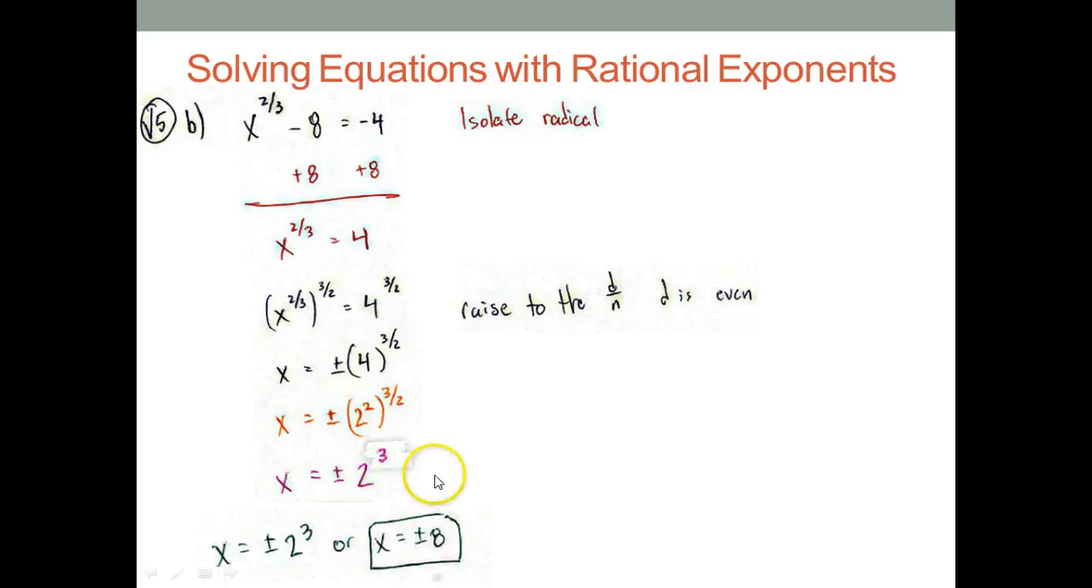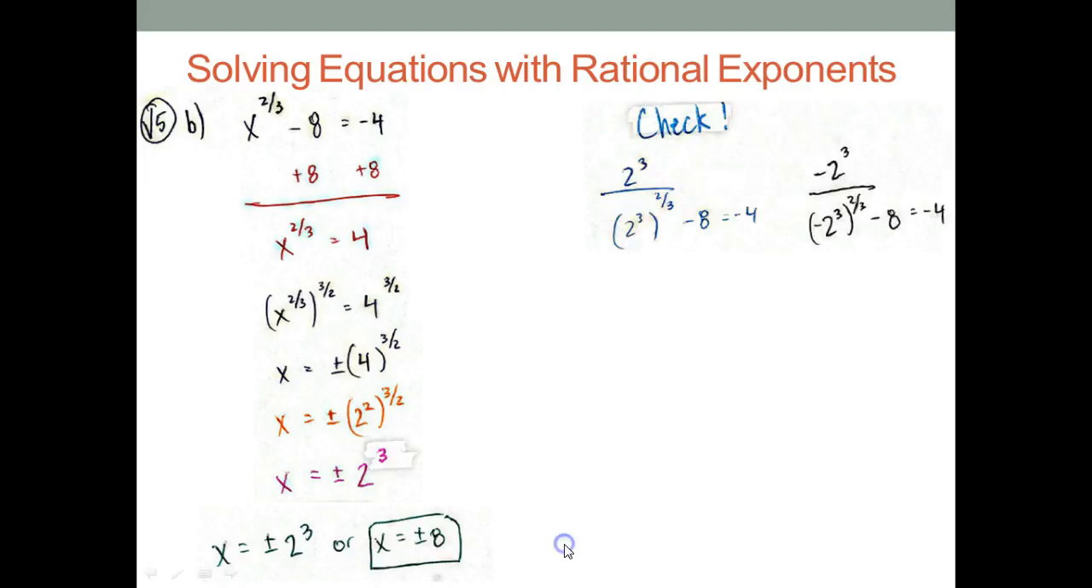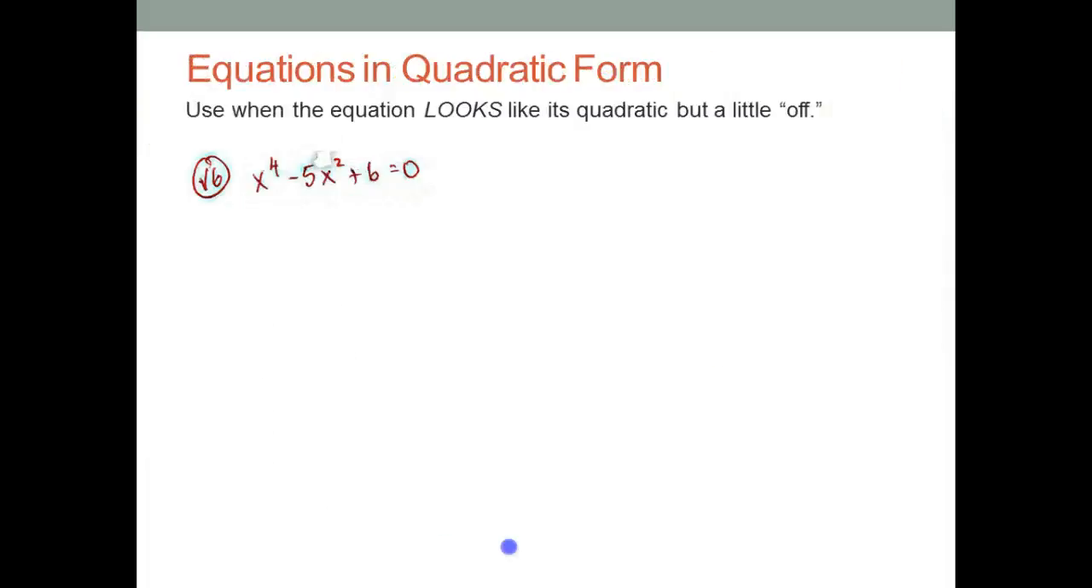And I have two answers. I have plus or minus 8 or plus or minus 2 to the 3rd power. And when I do check them, I do see that each of these are true. So I know that my answer is plus or minus 2 to the 3rd power or plus or minus 8. Both of those are true. I don't mind which form you guys use as your final answer. Both of them are the same thing.